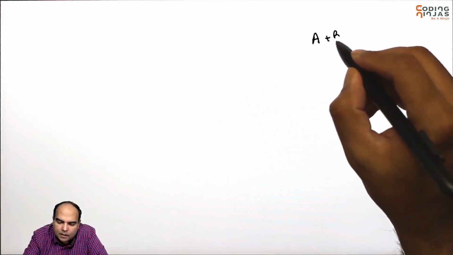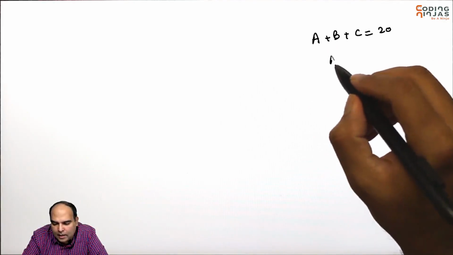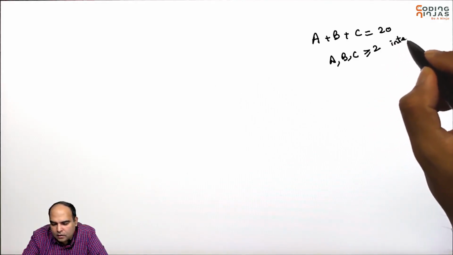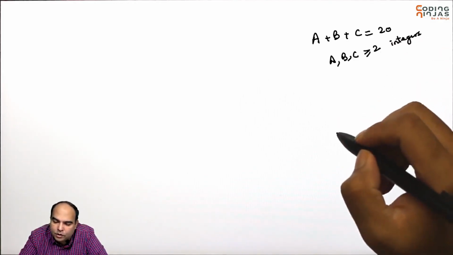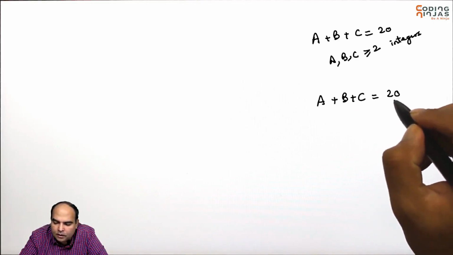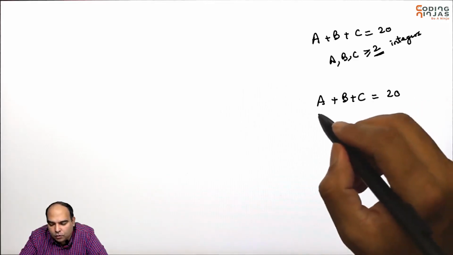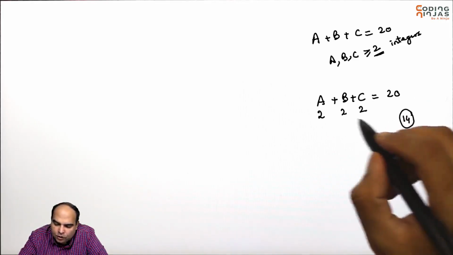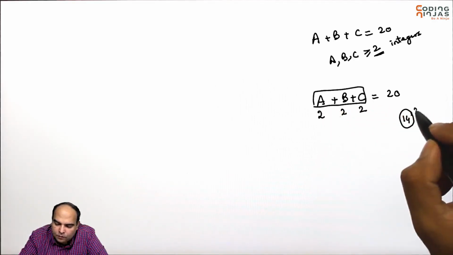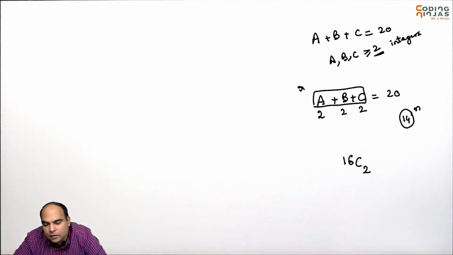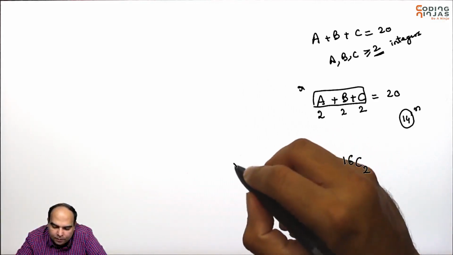If I say A plus B plus C is equal to 20, and A, B, C are all integers greater than or equal to 2, then how many solutions does this have? The resolution is that this is like distributing 20 chocolates amongst A, B, C with minimum 2 to everyone, which is the same question. So you give 2 to A, B, C each, you're left with 14 chocolates, and those 14 chocolates you can distribute amongst 3 people. So n is 14, r is 3, and the answer becomes 16C2 using the n plus r minus 1 C r minus 1 formula.